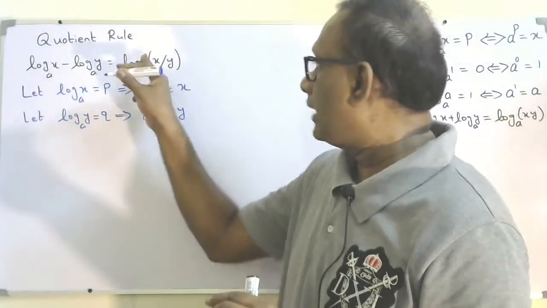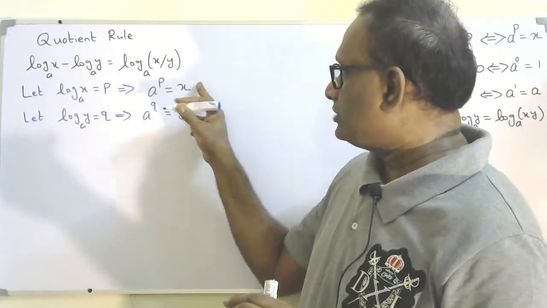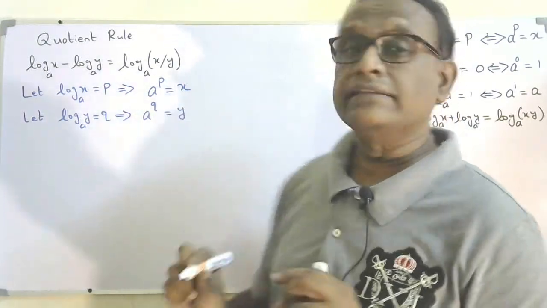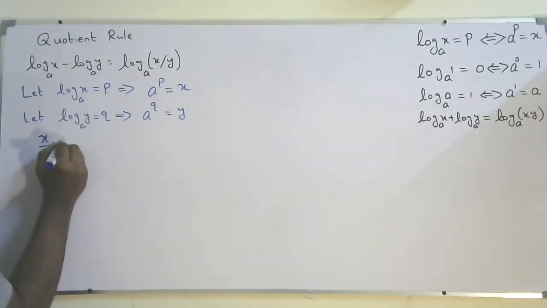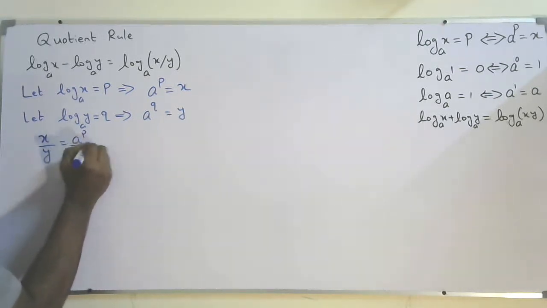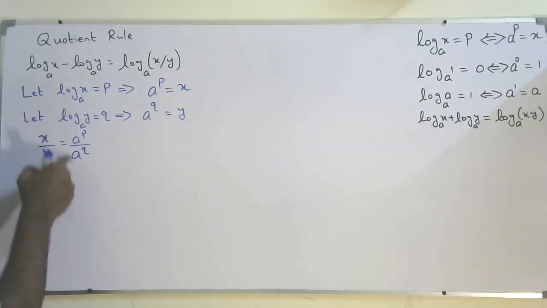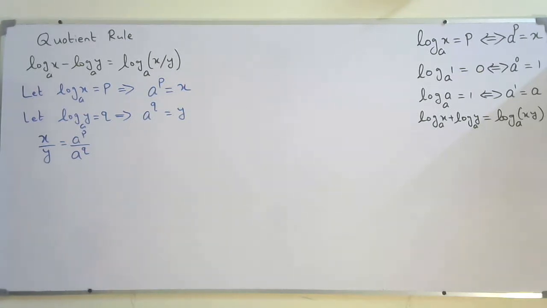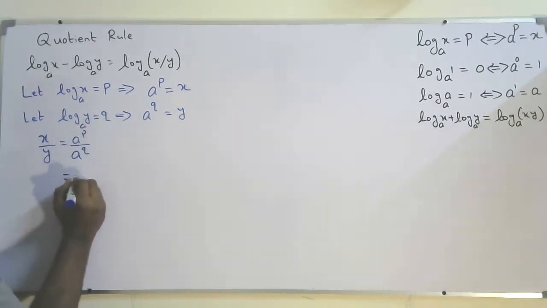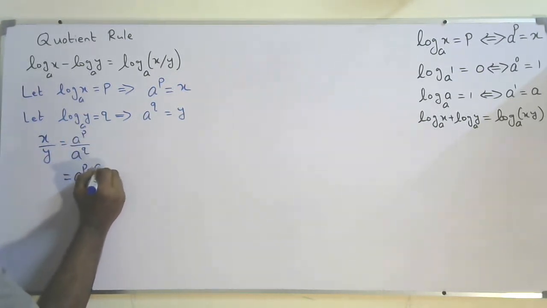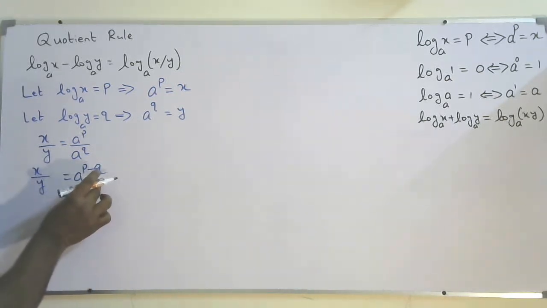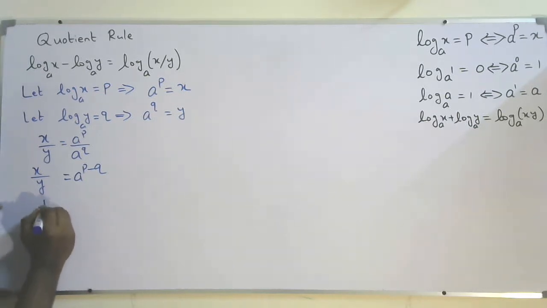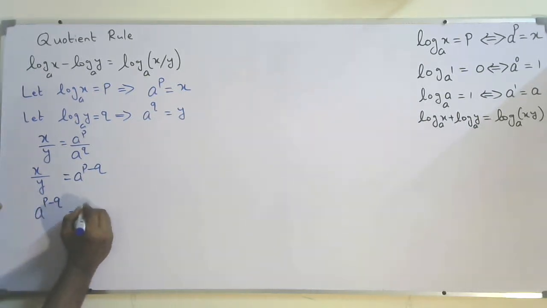Is it log a of x over y? The idea is that I should divide this by this. We'll see what I get. So x over y equals a to the power p divided by a to the power q. Both have the same base, so when I divide, the index will be subtracted: a to the power p minus q equals x over y. Write this with a as the subject: a to the power p minus q equals x over y.